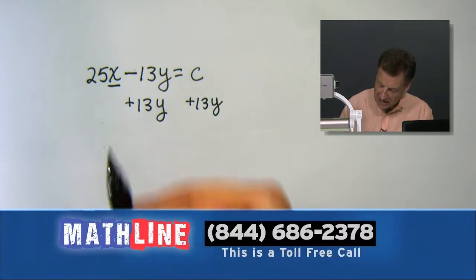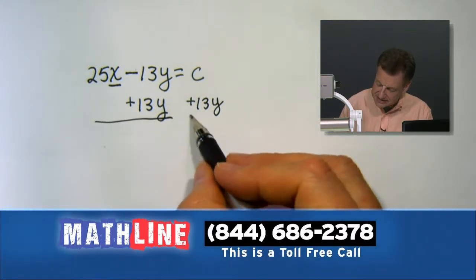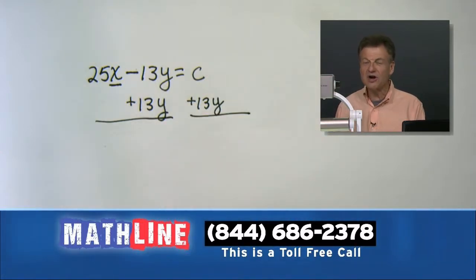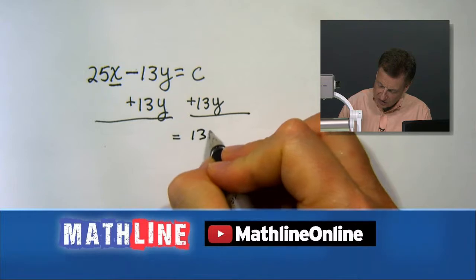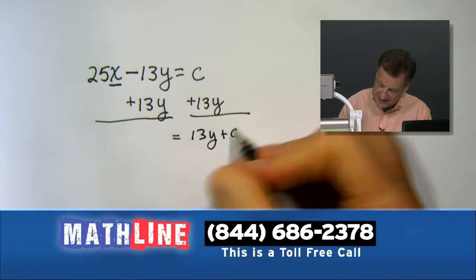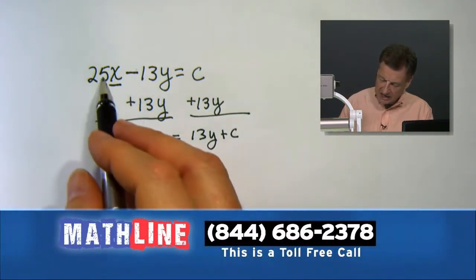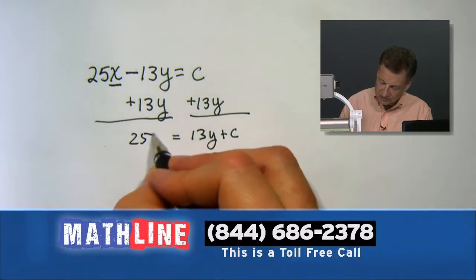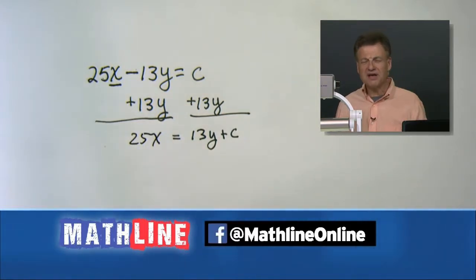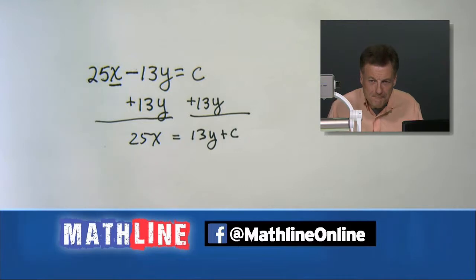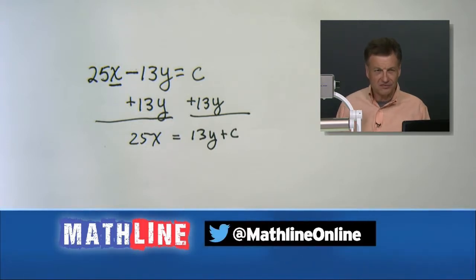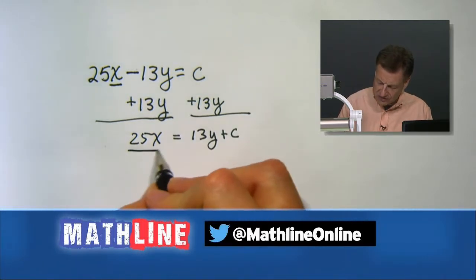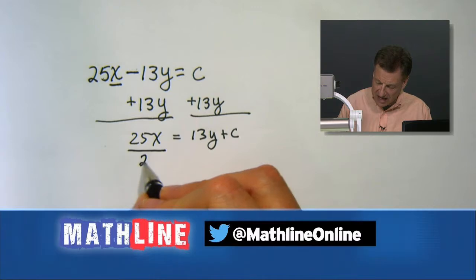Yes. We good? And I'm going to let those y's disappear because that was the whole idea. But now they're popping up on the right side. So let's see. I've got 13y plus this value of c. And over here, I've still got 25x. Now, Lucy, 25x, that means multiplication, doesn't it? Yes. All right, so we got 25 times x. I've got to get the x by itself. So what am I going to do with this? We're going to divide by 25, correct?